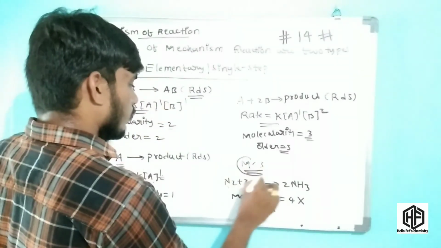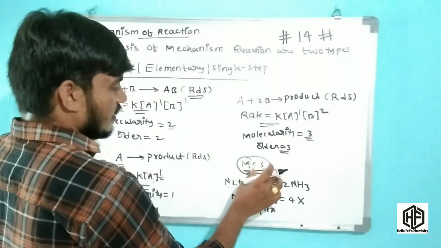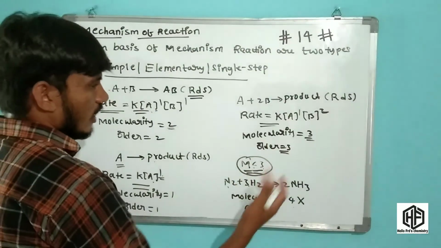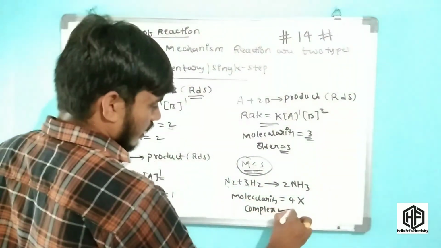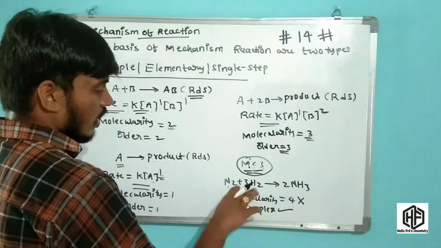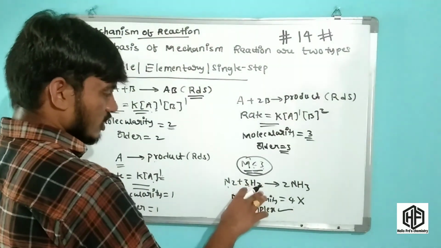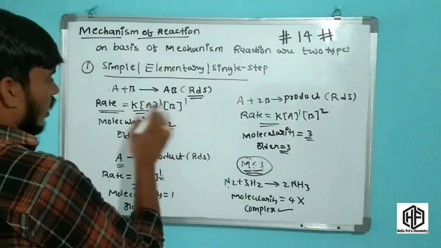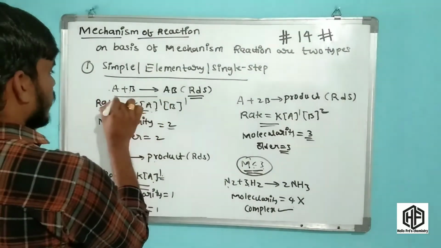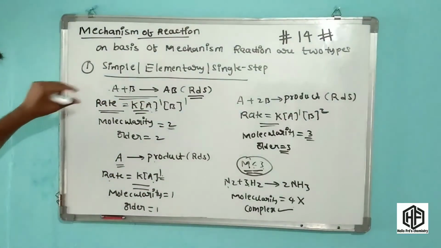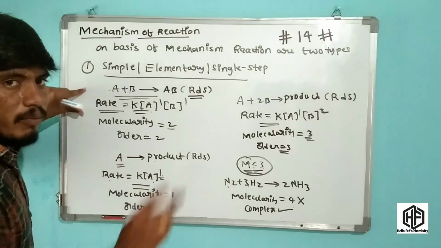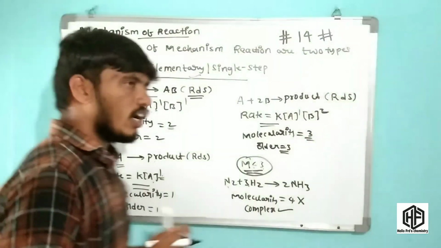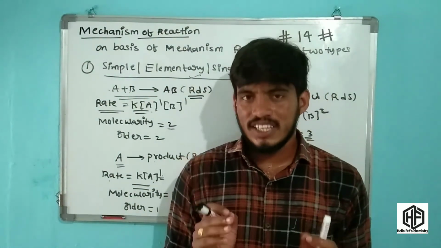One more important point: if molecularity is greater than 3, it cannot be an elementary reaction. That reaction is called a complex reaction. It means there is a mechanism present in this reaction. It means this reaction is a multi-step reaction. This is the example of the complex reaction and these are the examples of the single or elementary reaction. Now one more important point: no intermediate is present in a simple or elementary or single step reaction. This is the basic concept of the elementary or single or simple step reaction.